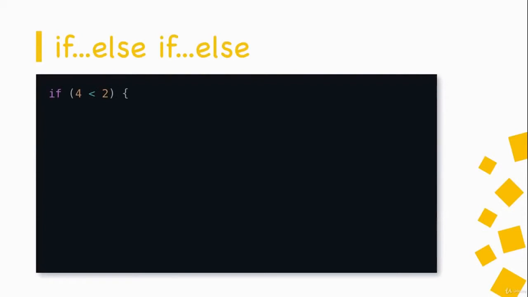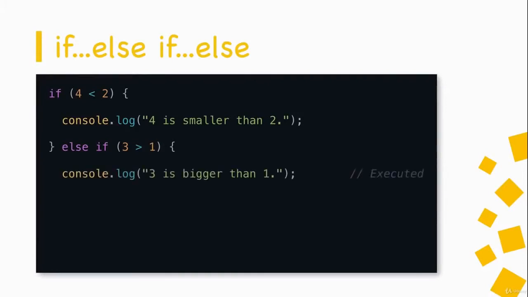So if 4 is less than 2, then we will log to the console 4 is smaller than 2. Now else if 3 is greater than 1, so we're typing in else and then another if conditional, and the condition is 3 is greater than 1. And if that's true, then we'll log to the console 3 is bigger than 1. And then finally we'll define the else block, which will execute console.log neither is true. And then we'll end the else block.